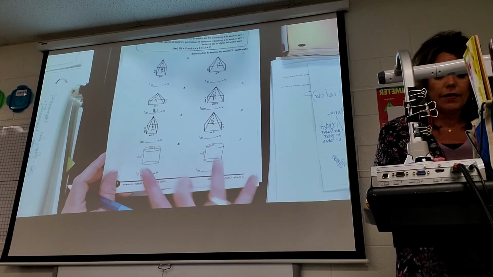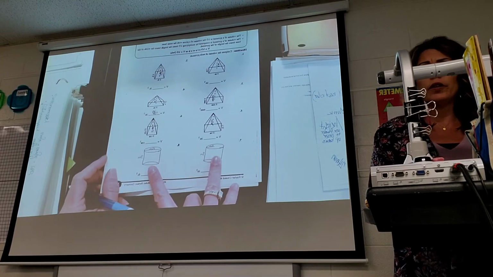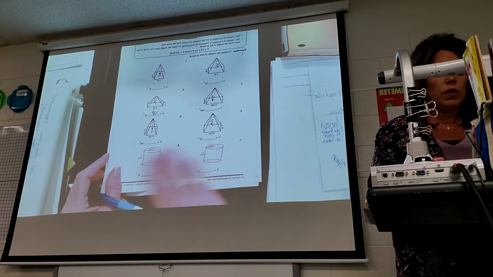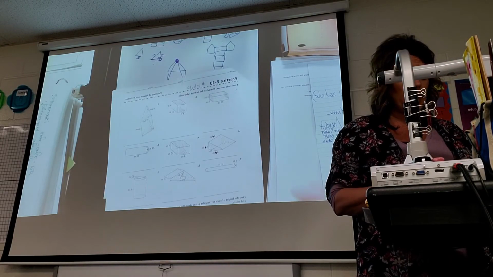7th grade does not have to deal with cylinders. I go ahead and show them, though. I would go ahead and show them how to work that, but they do not have to deal with cylinders. They will deal with that in 8th grade.